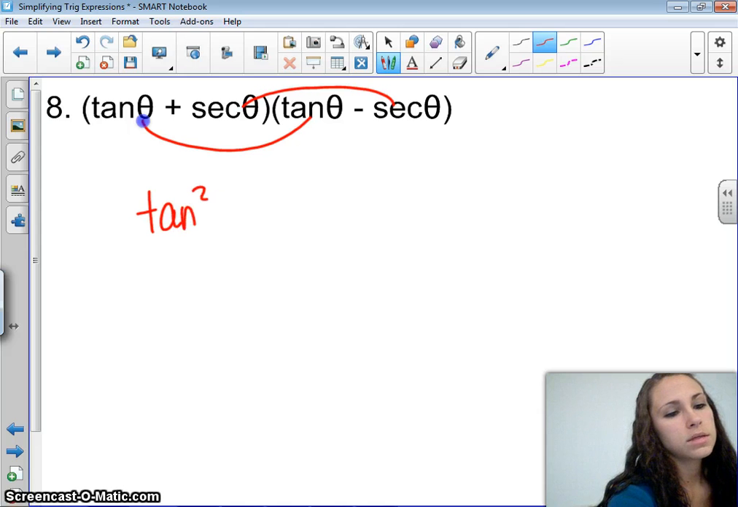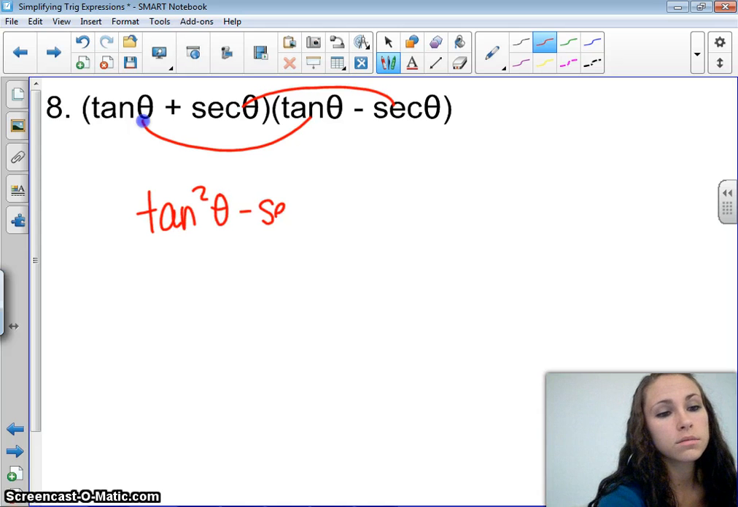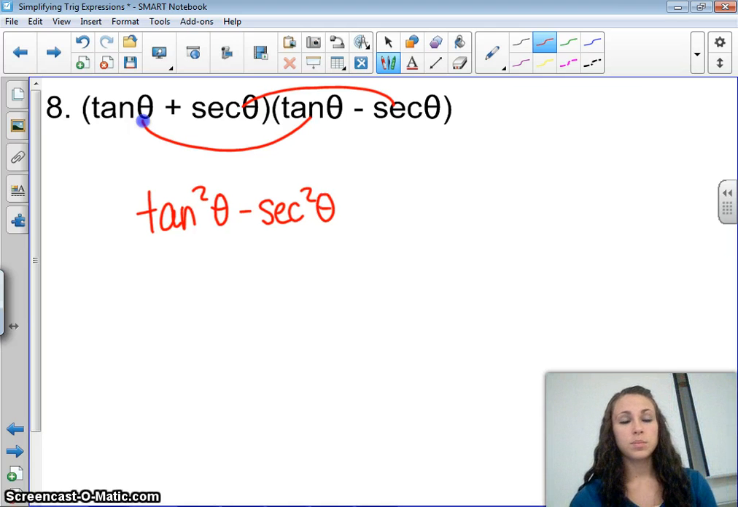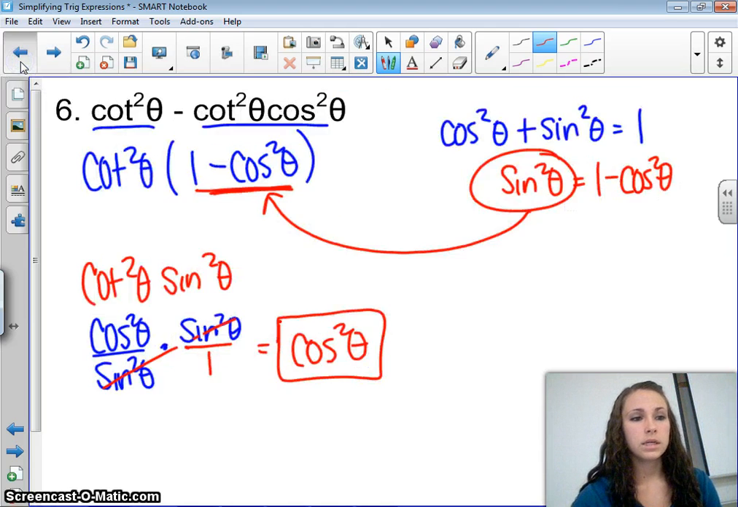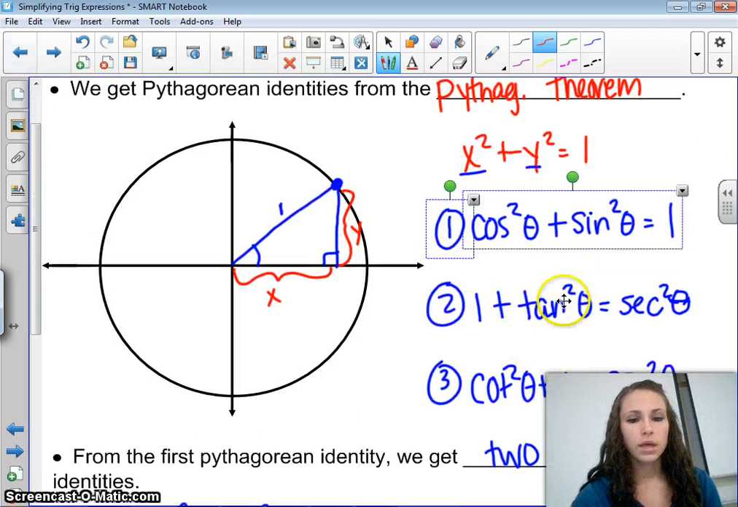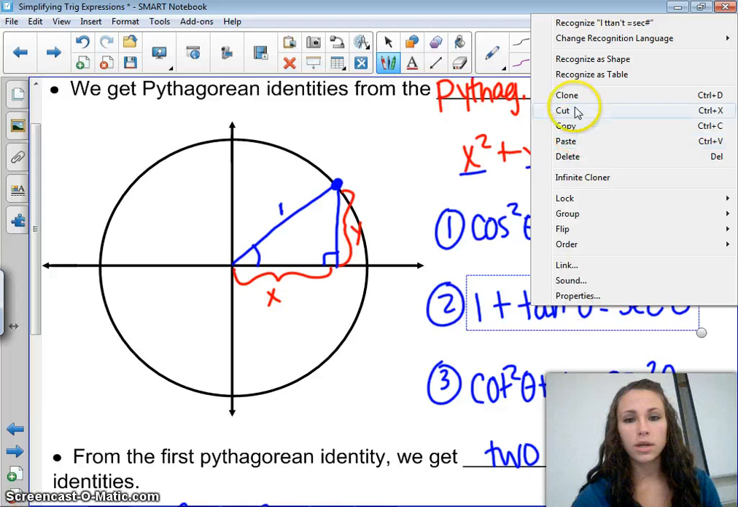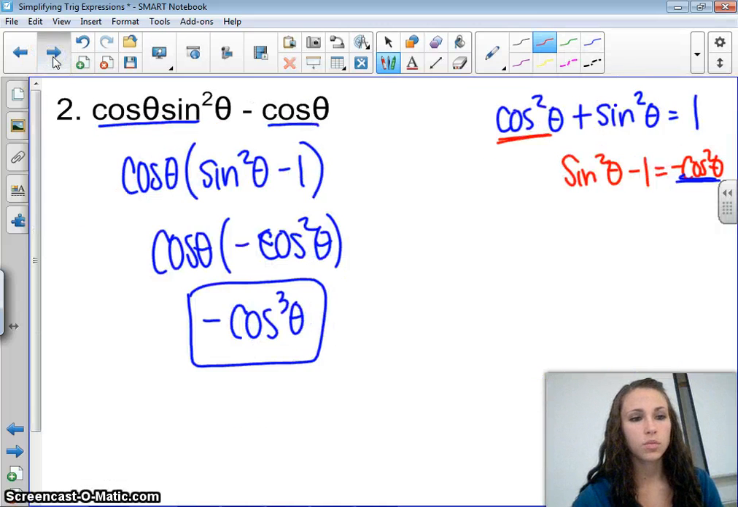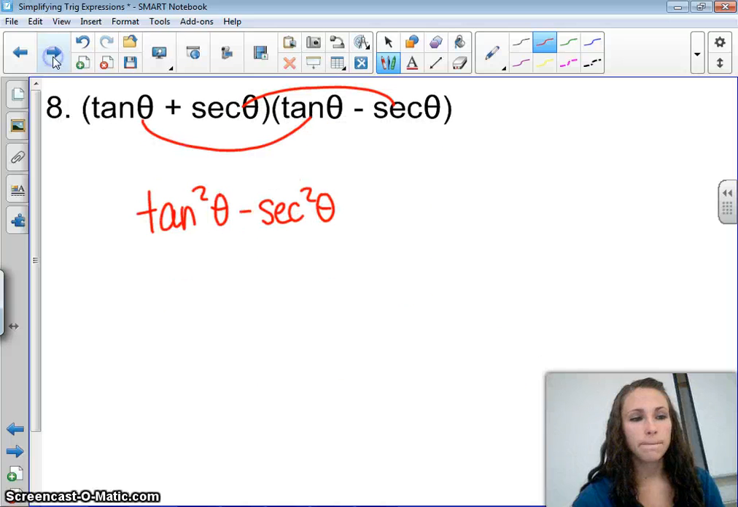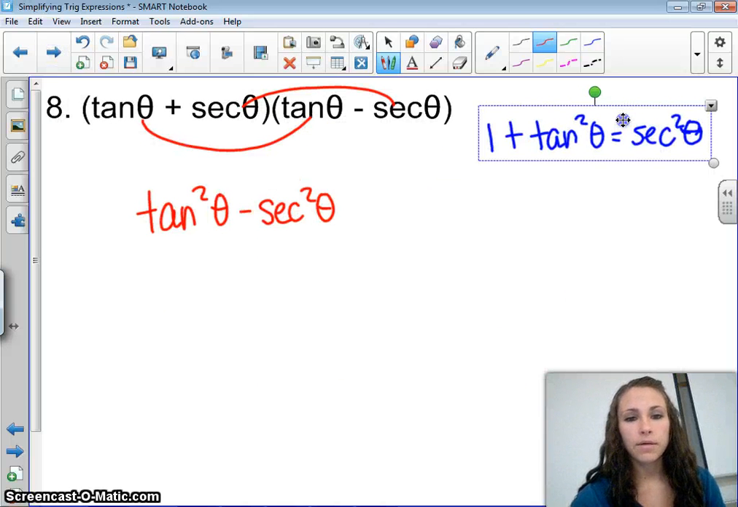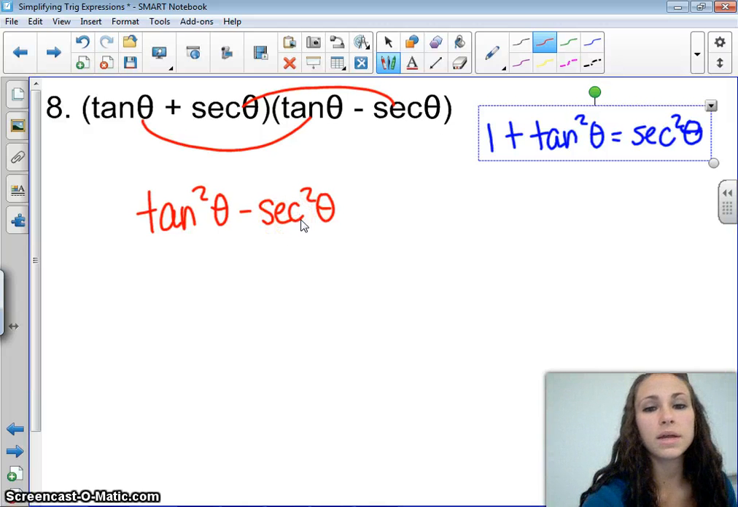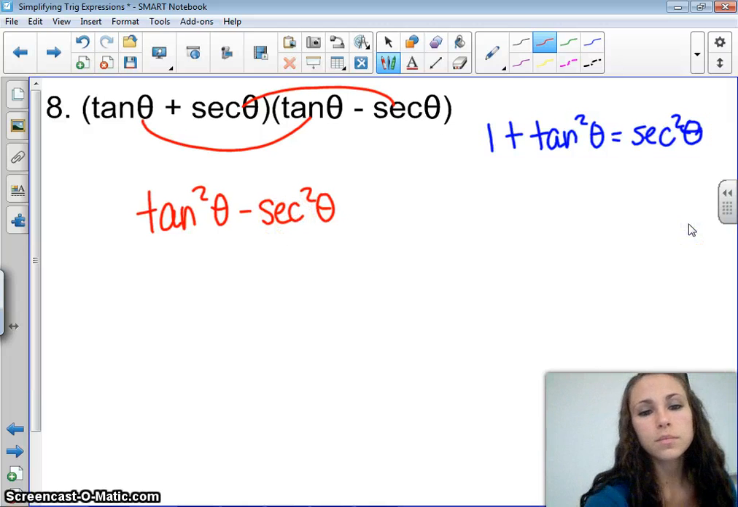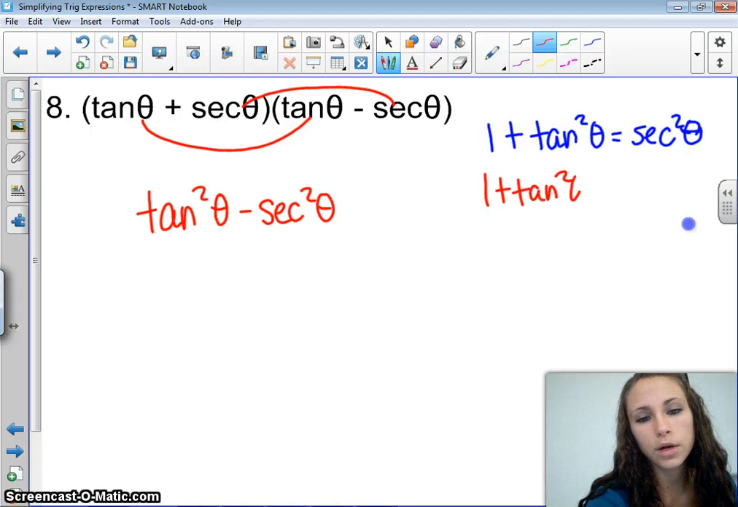And so that, whenever I have two things that are squared, is a Pythagorean identity. The Pythagorean identity that goes with it is this one. It has a tangent squared and a secant squared. I'm going to copy that over here, and we're going to have to do something to make it look like what we've got. So I've got 1 plus tangent squared equals secant squared. To simplify this, I need tangent squared minus secant squared. So if I subtract the secant squared over, I would have 1 plus tangent squared minus secant squared equals 0.